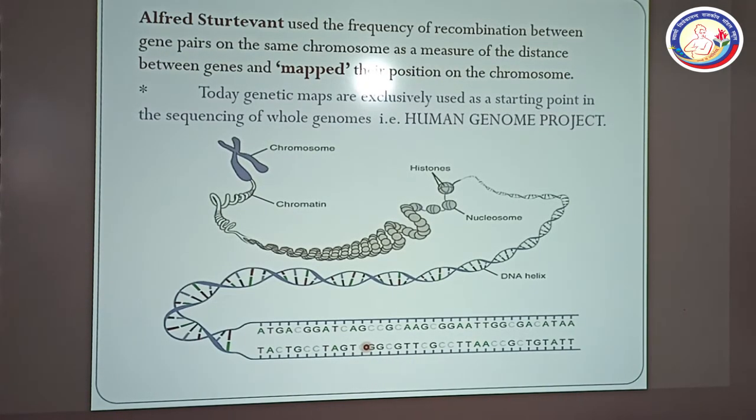There was a scientist, Alfred Sturtevant. Alfred Sturtevant used the frequency of recombination between gene pairs on the same chromosome as a measure of the distance between genes and mapped their position on the chromosome. So we can prepare a gene map by using the distance of the genes. Today, genetic maps are exclusively used as a starting point in the sequencing of whole genomes, and are used in the Human Genome Project (HGP). You can see the important figure here. This is the chromosome, this is chromatin, this is the nucleosome model, histones, this is the nucleosome, this is the DNA helix, and these are the sequences on the DNA.